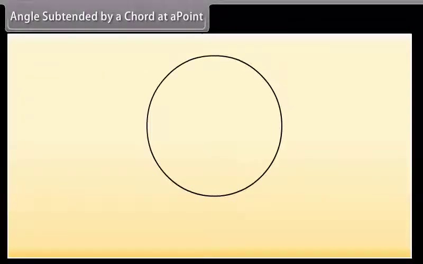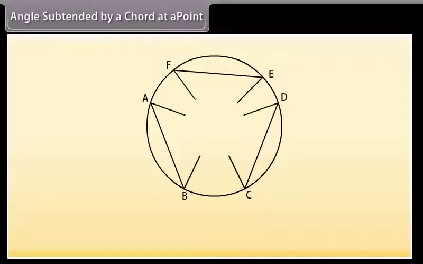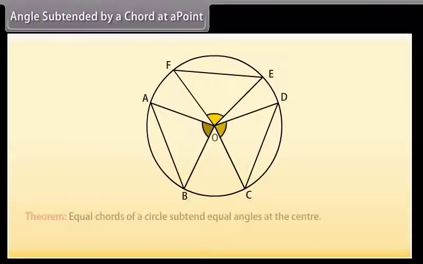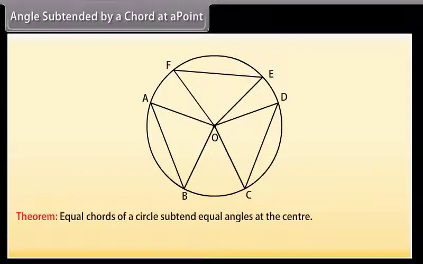If we draw two or more equal chords of a circle and measure the angle subtended by them at the center, then we will find that the angles subtended by them at the center are equal. This relation gives us the theorem which says that equal chords of a circle subtend equal angles at the center.